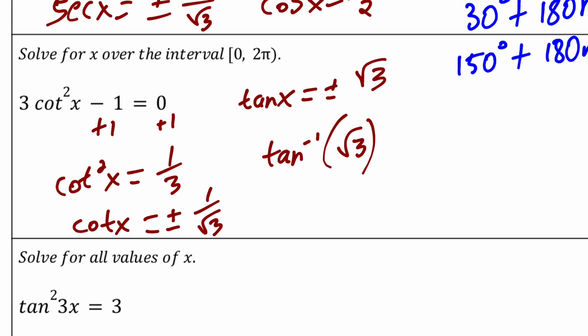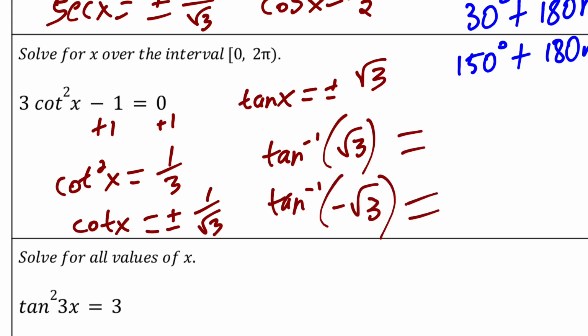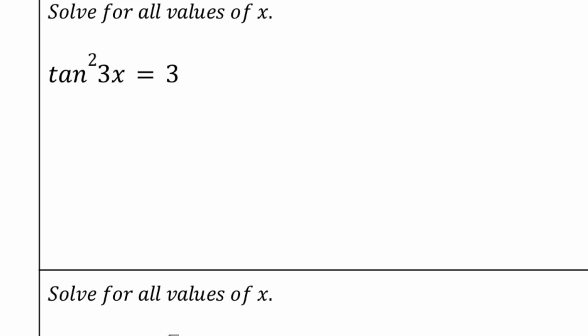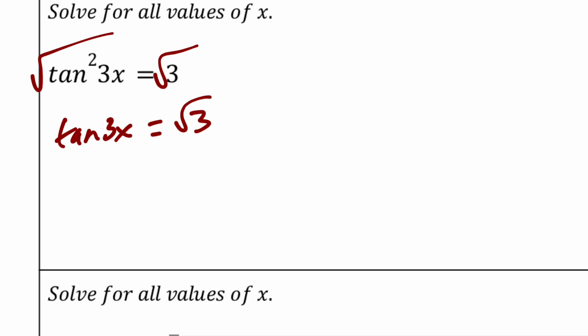And since we are solving within this interval only, you can also do the other one, which is negative root 3. And this will tell you where your 2 answers are. You still have to write them on the quiz. I'm just showing you the work. For this one, the 3 stays inside because that's more of a horizontal shrink than anything else. So we're just going to take the square root first, and this tells us that tan of 3x is equal to root 3. And that's plus or minus root 3, excuse me.